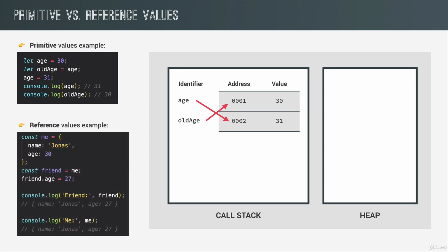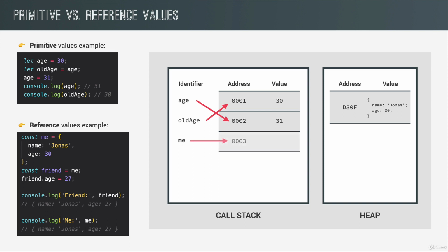Now with reference values, things work a bit differently, which is the reason why this example gave us that unexpected weird behavior earlier in practice. So what's the origin of this weird, unexpected result? Well, when a new object is created, such as this me object, it is stored in the heap. And such as before, there is a memory address and then the value itself. Now, in the case of reference values like this me object, the me identifier does actually not point directly to this newly created memory address in the heap. So in this example, D30F.